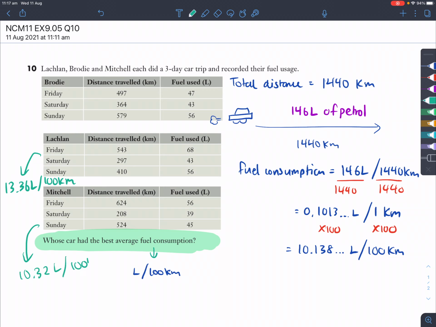liters per 100 kilometers. So the one with the best average fuel consumption is the one that uses the least petrol per 100 kilometers. So if you look at these three numbers here, which one is the lowest number? It would be this one. So that means Brody has the best average fuel consumption.